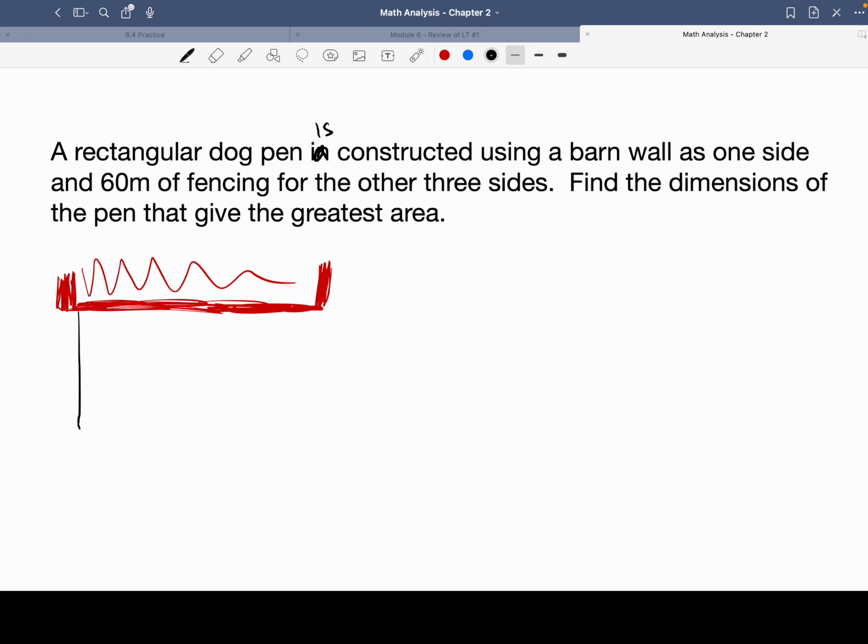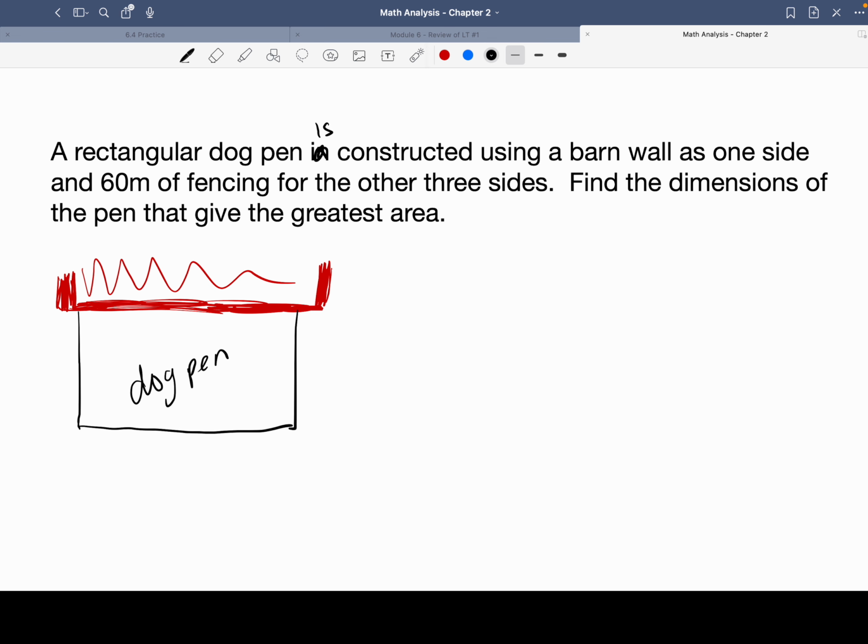But I'm going to draw my pen to look something like this. So this is my pen here. This is my dog pen. And I want to be able to use all of the fencing if possible. So I'm trying to maximize my area with what I have. And so a lot of people say, oh, well, let's just make it a 10 by 10 or a 5 by 5 or something to that matter. But there's a lot of math that can go into it, and then you can find out exactly what maximizes your area.